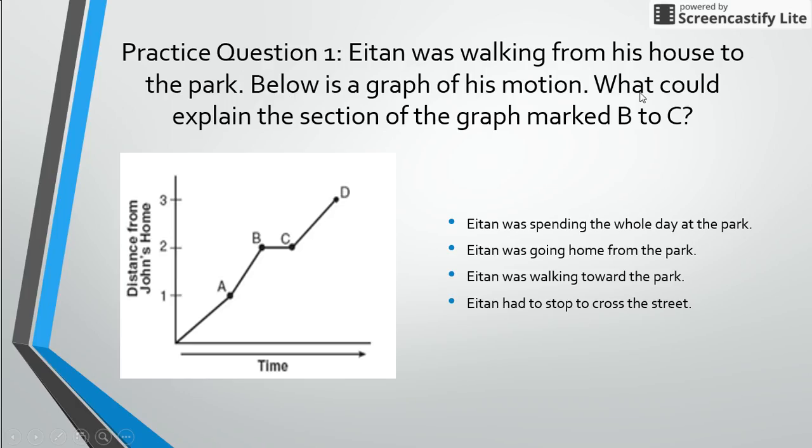Ethan was walking from his house to the park. Below is a graph of his motion. What would explain the section of the graph marked B to C? Would it be that Ethan was spending the whole day at the park? Ethan was going home from the park? Ethan was walking toward the park? Or Ethan had to stop to cross the street?